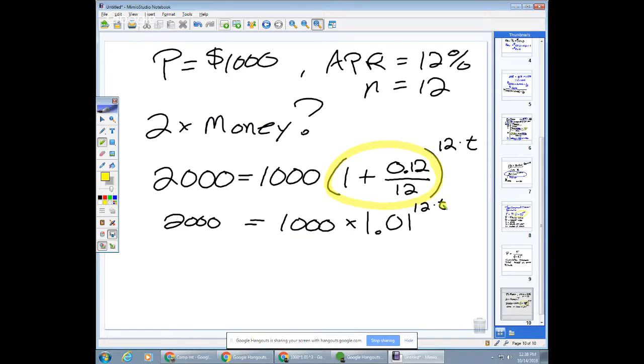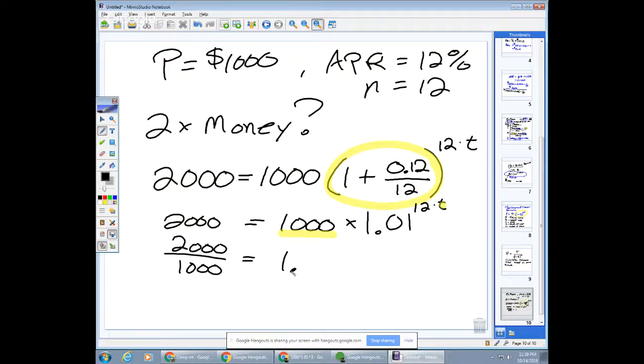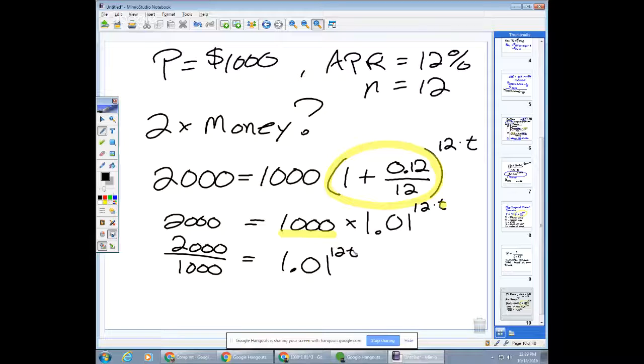So that means I have to get rid of the 1,000 first. So dividing by 1,000, I get that on the left. And now the right side's a little simpler. 1,000 into 2,000, that's not bad, that's just 2. So 2 equals 1.01 to the 12t.